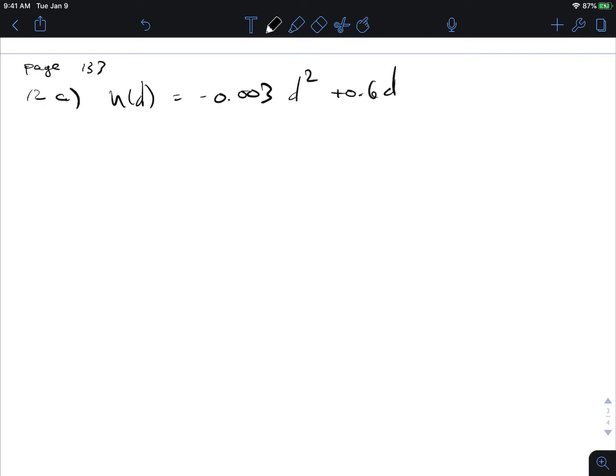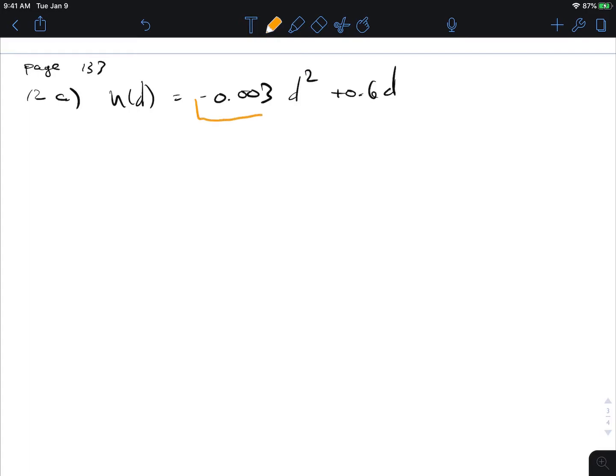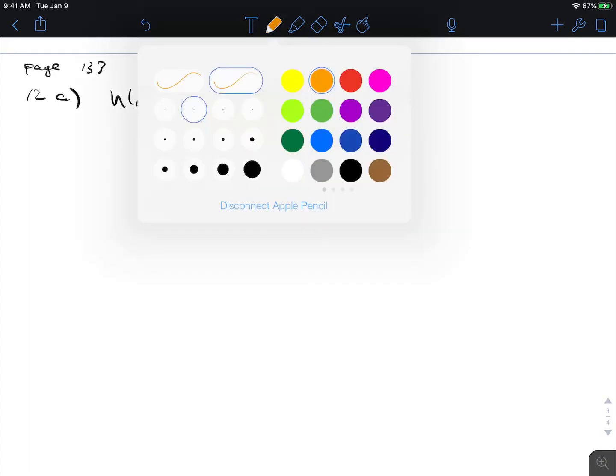Okay, what's the number one rule with completing the square? Don't mess it up. I cannot have something in front of x squared, right? So the first thing you got to do is take this out. This isn't allowed to be here. You got to rip it away from the other two, right?